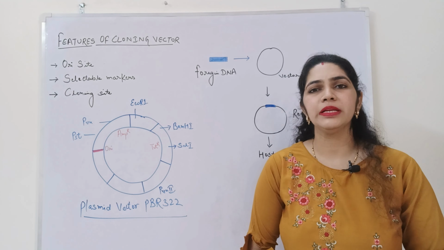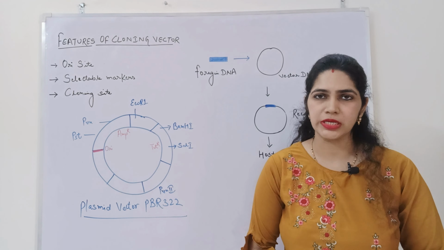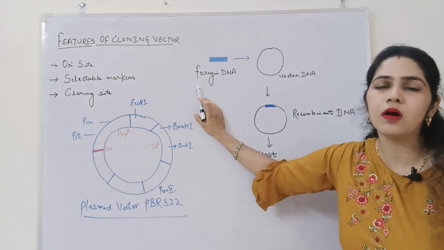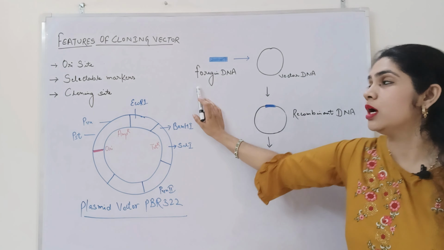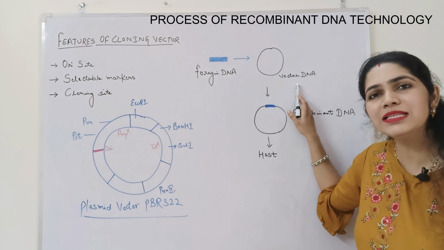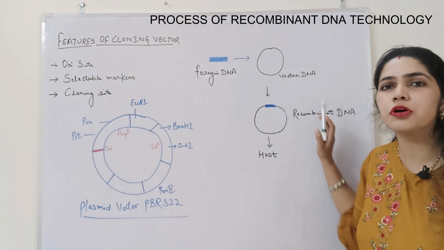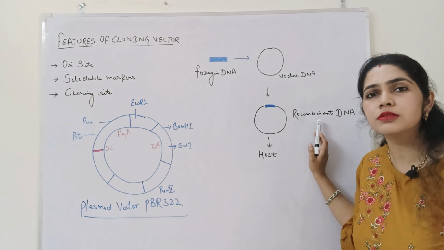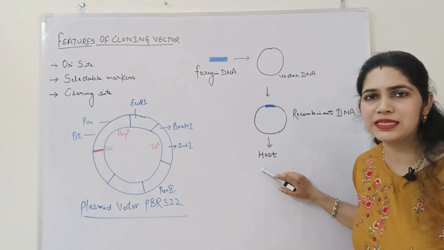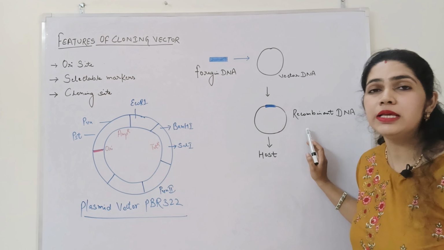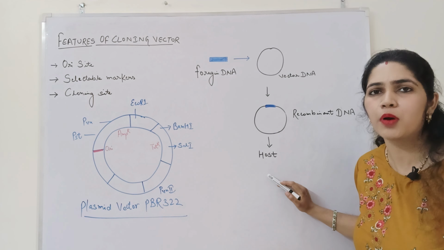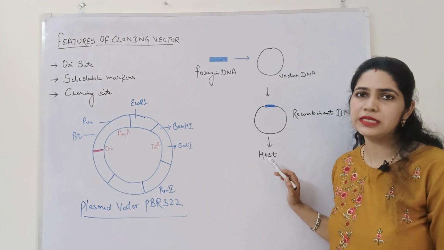Now we all are familiar with the process of recombinant DNA technology. In the process of recombinant DNA technology, our gene of interest, or you can say a foreign DNA or alien DNA, is inserted into a vector DNA or cloning vector with the help of enzymes like restriction endonucleases and ligases. This will result in the development of a recombinant DNA vector, which is then inserted into the suitable host organism. This recombinant DNA vector is then expressed itself into the host organism to give us the desired product. This is the whole process of recombinant DNA technology.